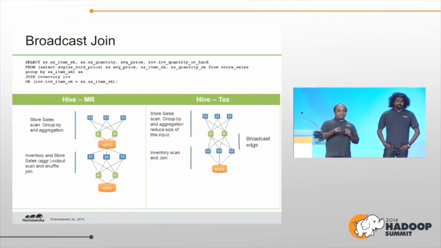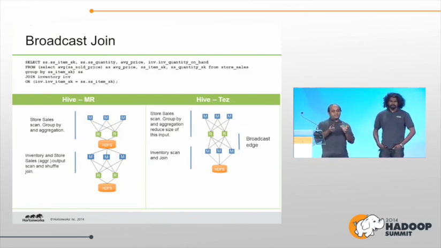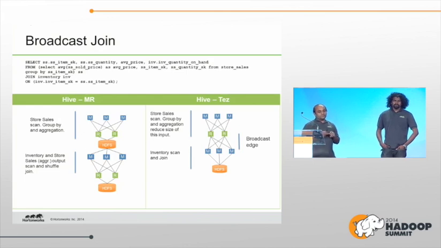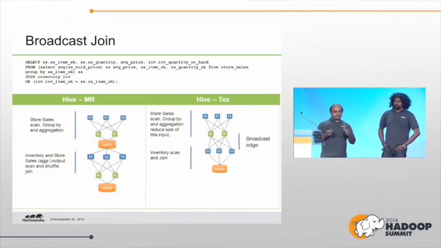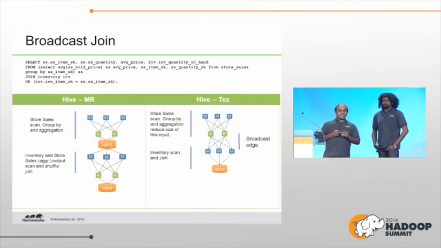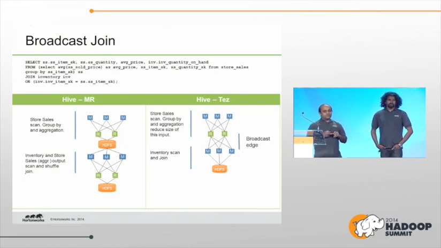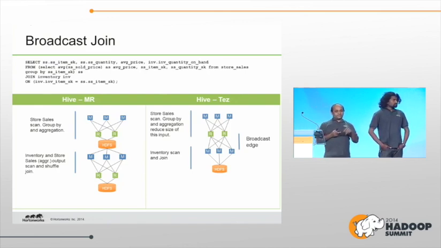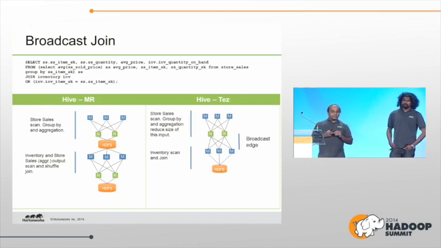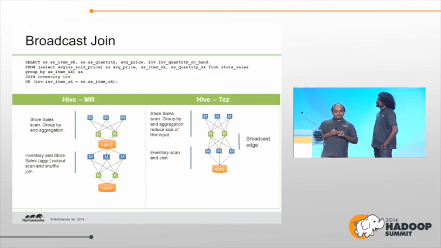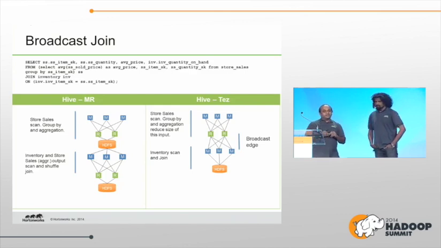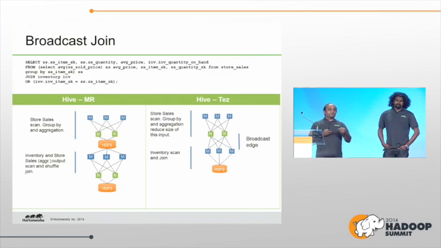So in this case, we see a small subquery which is being joined with an inventory table, which is a sufficiently large table, and a Hive-on-MR plan is a usual multiple MapReduce stages plan, in which the first MapReduce stage processes the subquery, and the second MapReduce stage does the join. But in case of a Hive-Tez plan, the first stage does the group by, but its output is directly broadcast to the second stage of the mappers.